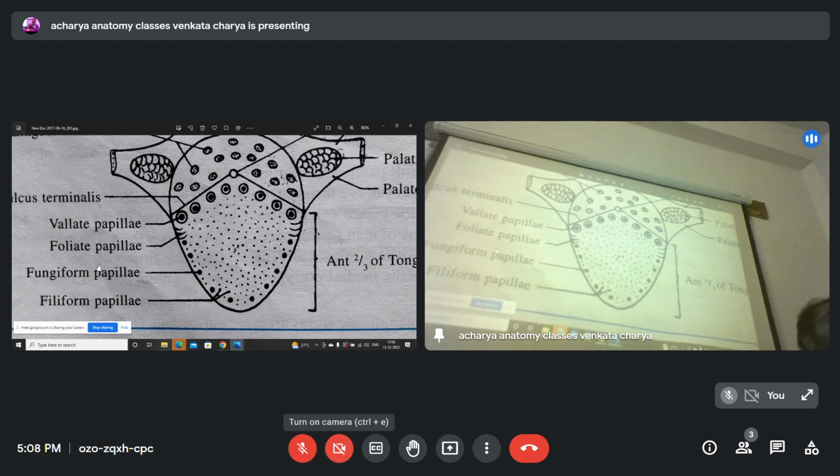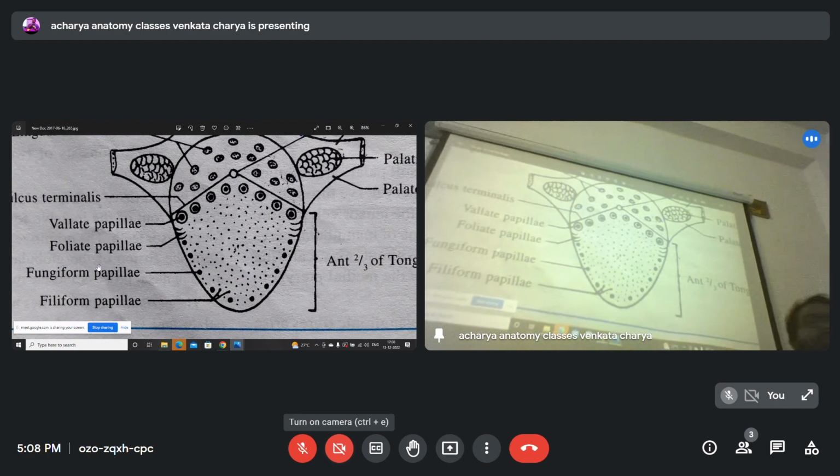Are you getting it? If you place the taste in the center, you won't taste it, because there is an absence of taste buds in the center. Wherever there is a presence of papillae, there are taste buds. Circumvallate papillae have taste buds. Foliate and fungiform papillae have taste buds, but filiform papillae don't have any taste buds.